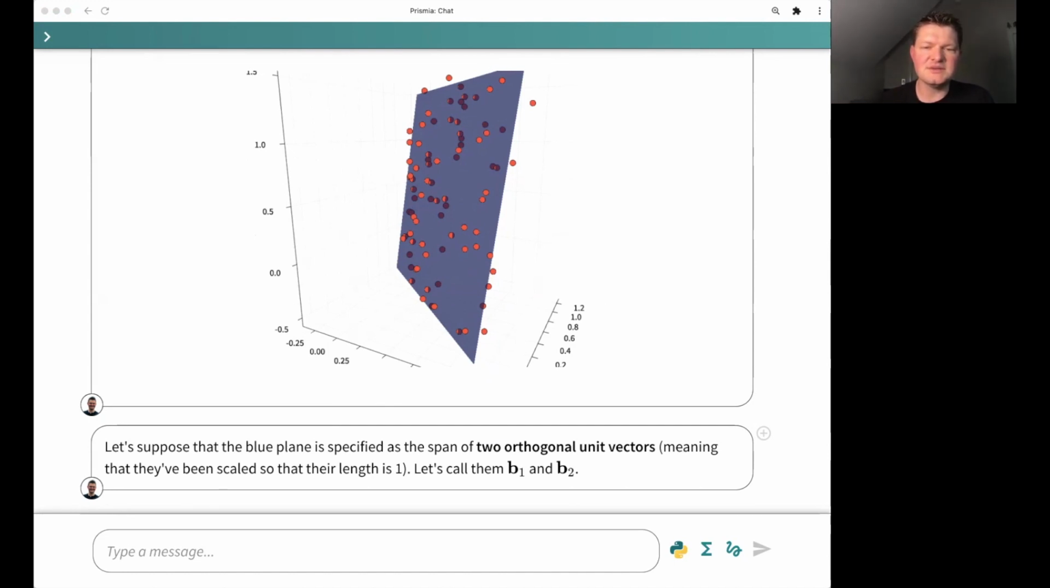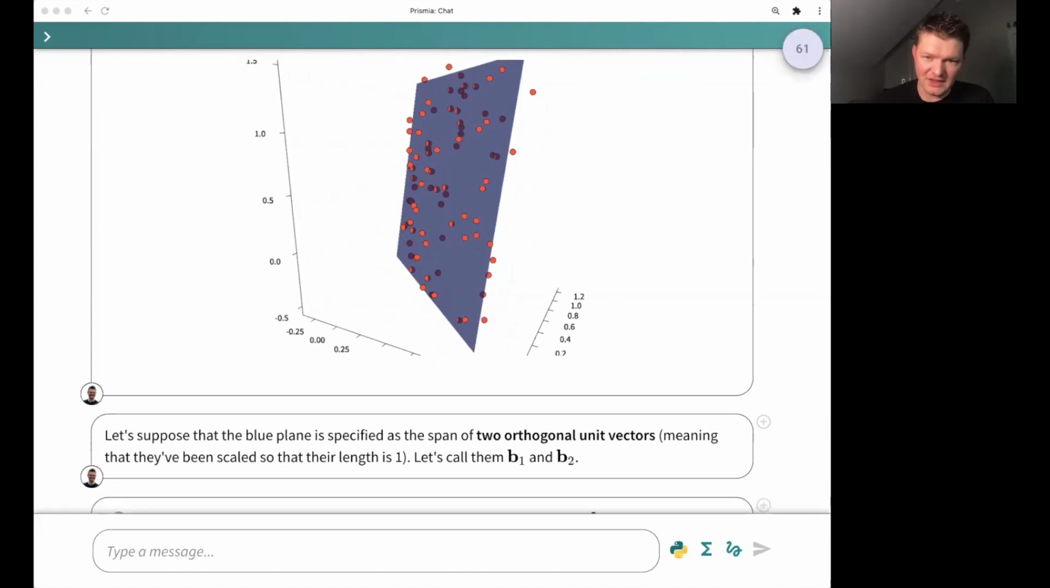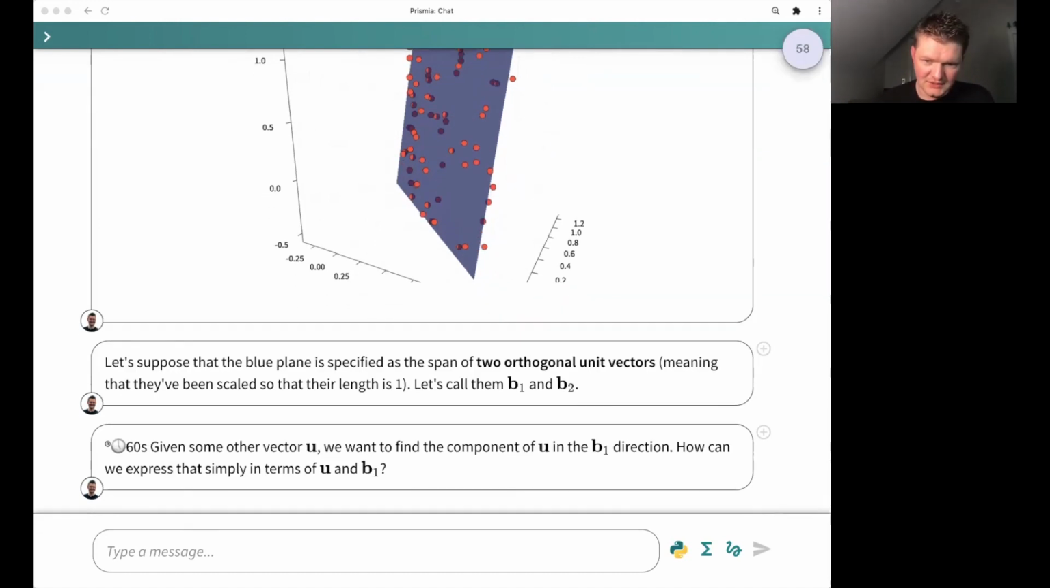So let's suppose we have these two vectors that meet at a right angle and they have a unit magnitude or unit norm. So given some other vector, like one of these data points, what do you do to find the component of that data point in the B1 direction? So that has a simple representation in terms of the coordinates of U and B1. What is it?